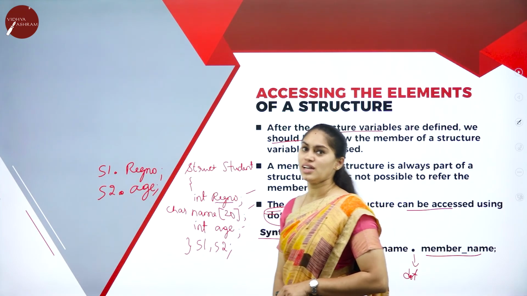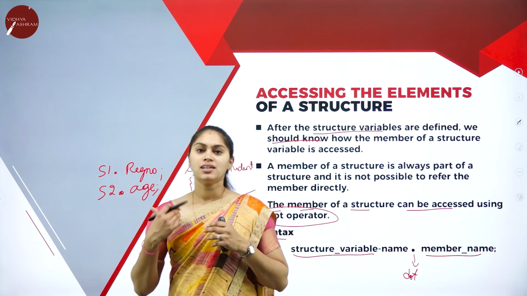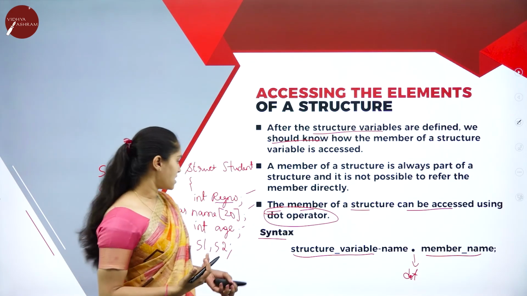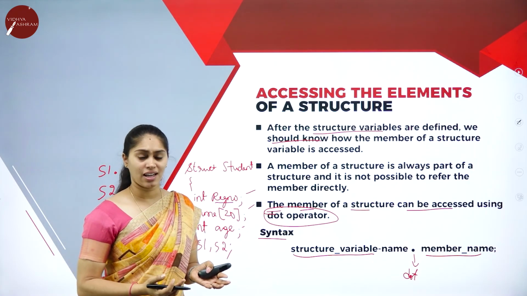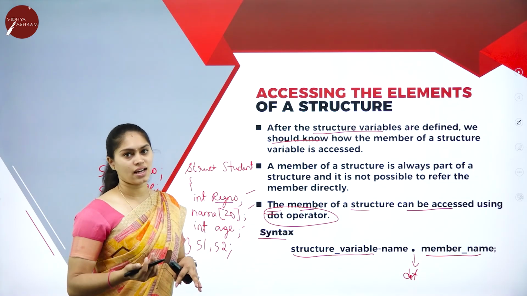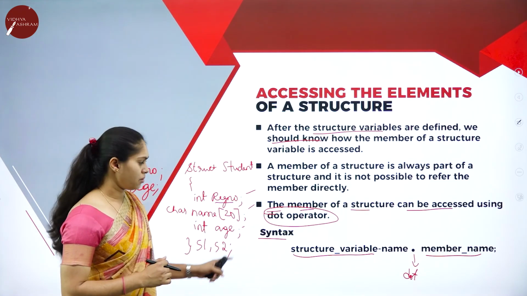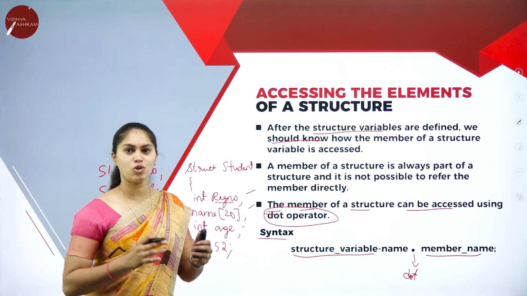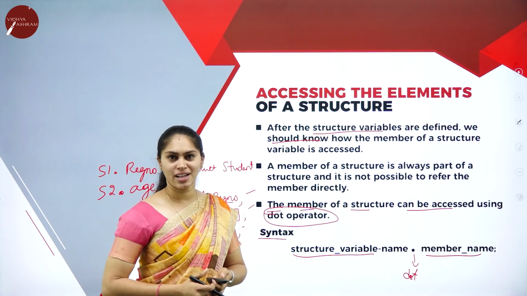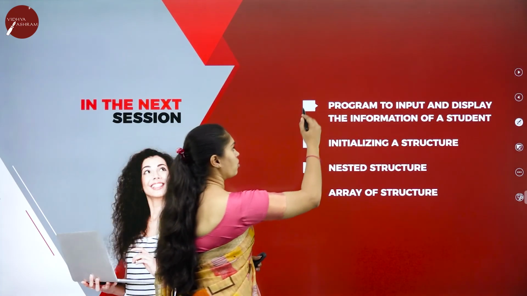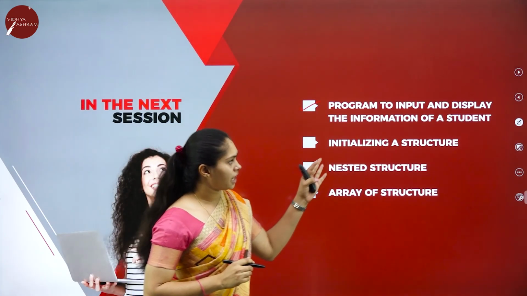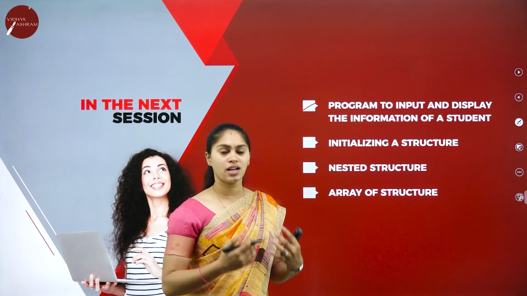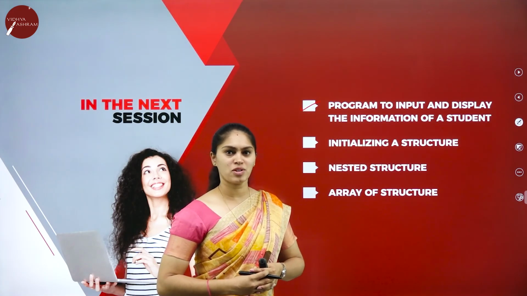This is how we access the members of a structure, with the help of the dot operator, because we can't access the value of register number, name, or age directly. If I want to access it, I use the variable name and the dot operator, then specify the member name of the structure. I hope you all understood these topics. In the next session, we will discuss a program to input and output the information of a student, showing how to define the structure and how to access the values of the data members of a structure.